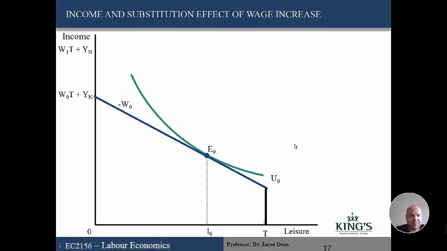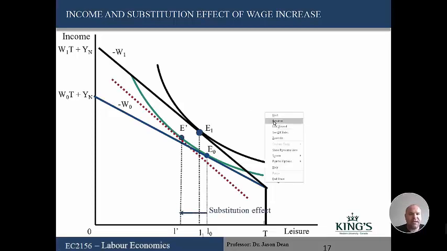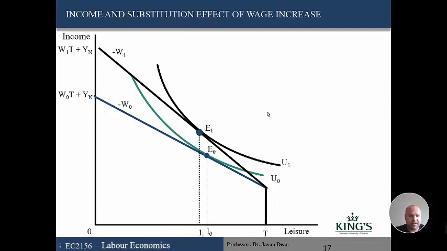So let's look at an example. We have our individual optimizing at E0. Let's have a wage change. Here the wage increased, the slope becomes steeper, and now we see that the person is deciding to work more because their leisure has fallen. But this effect, L0 to L1, is the net effect. We want to decompose that into a substitution and income effect.